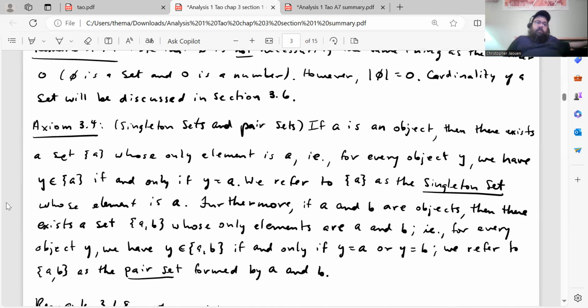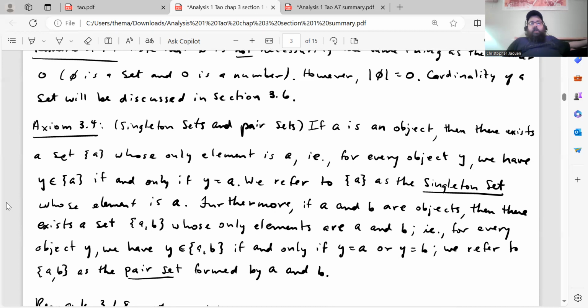Right, next, Axiom 3.4, singleton sets and pair sets. If a is an object, then there exists a set, the singleton set containing the object a, whose only element is a, i.e., for every object y, we have y is an element of the set containing a if and only if y is equal to a. We refer to the set containing a as the singleton set whose element is a.